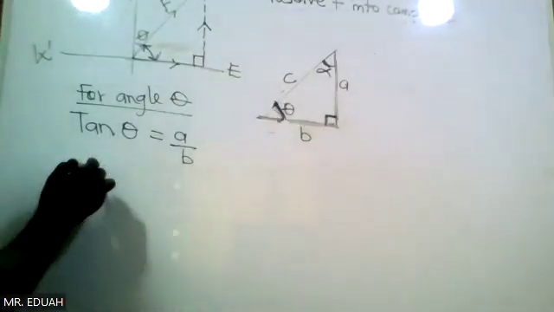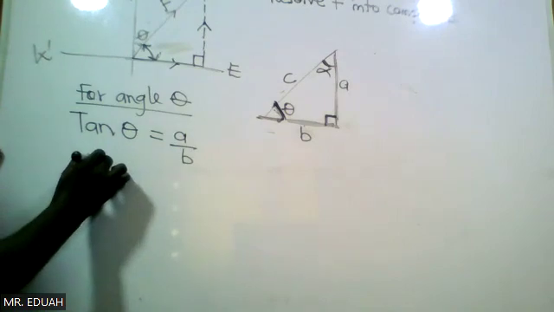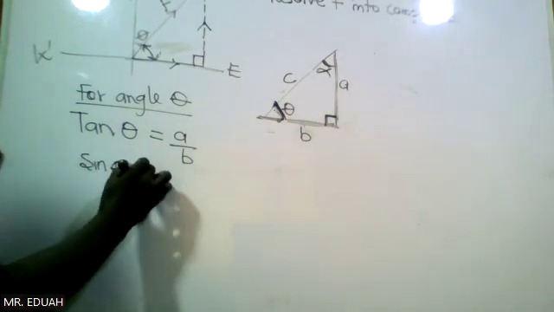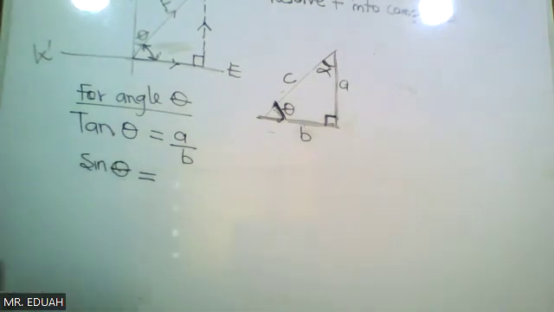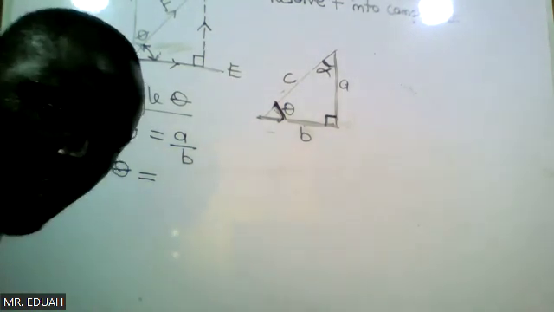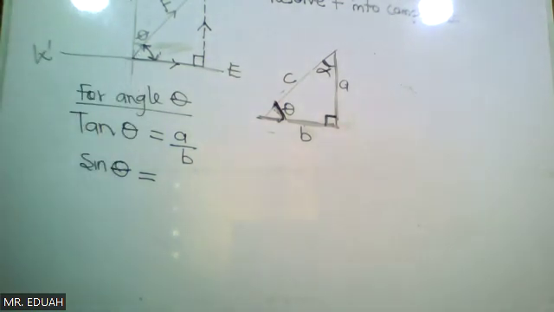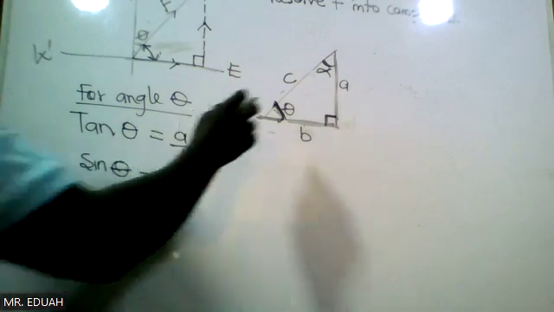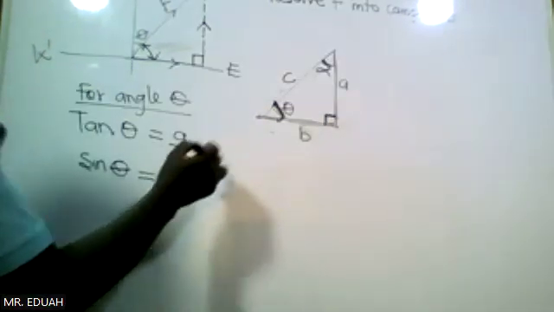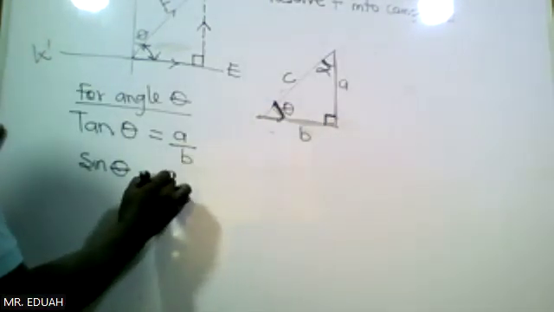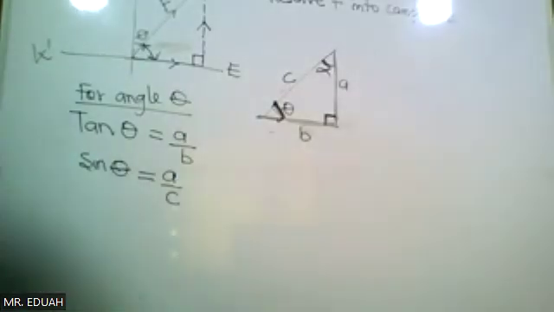For theta, the sine of the angle theta would be equal to, what is sine? Sine is SOH, opposite over hypotenuse. So A over C.